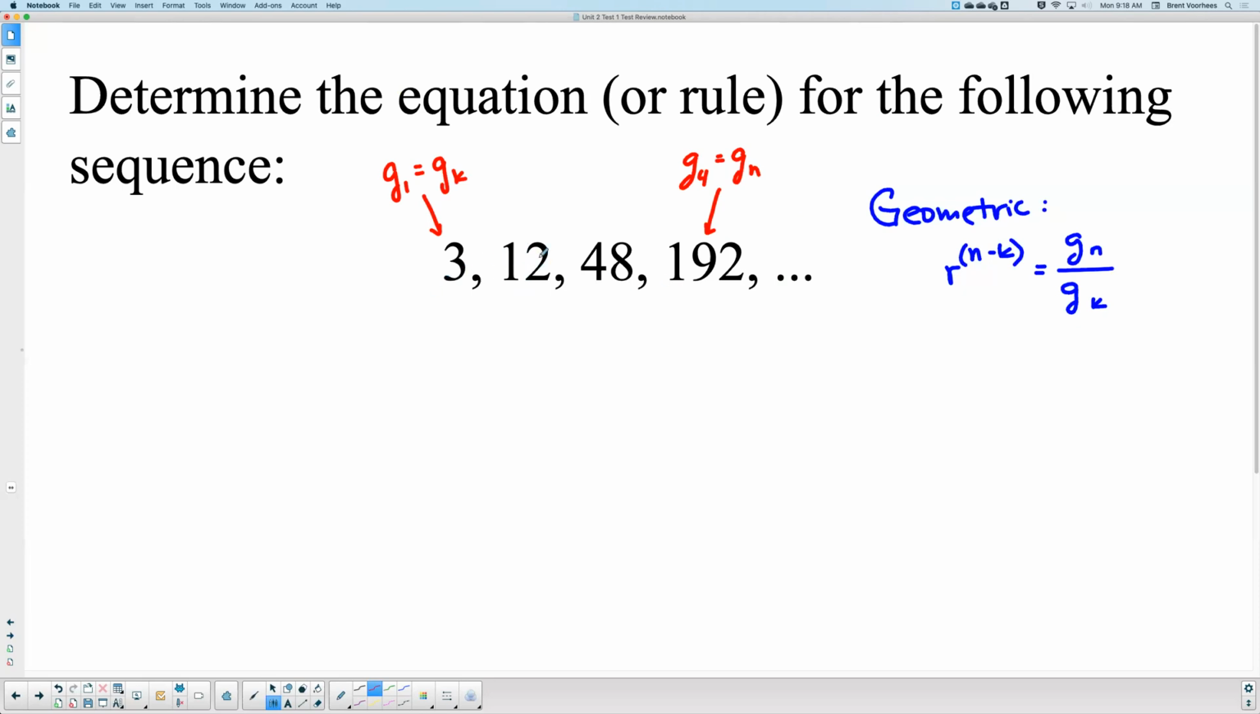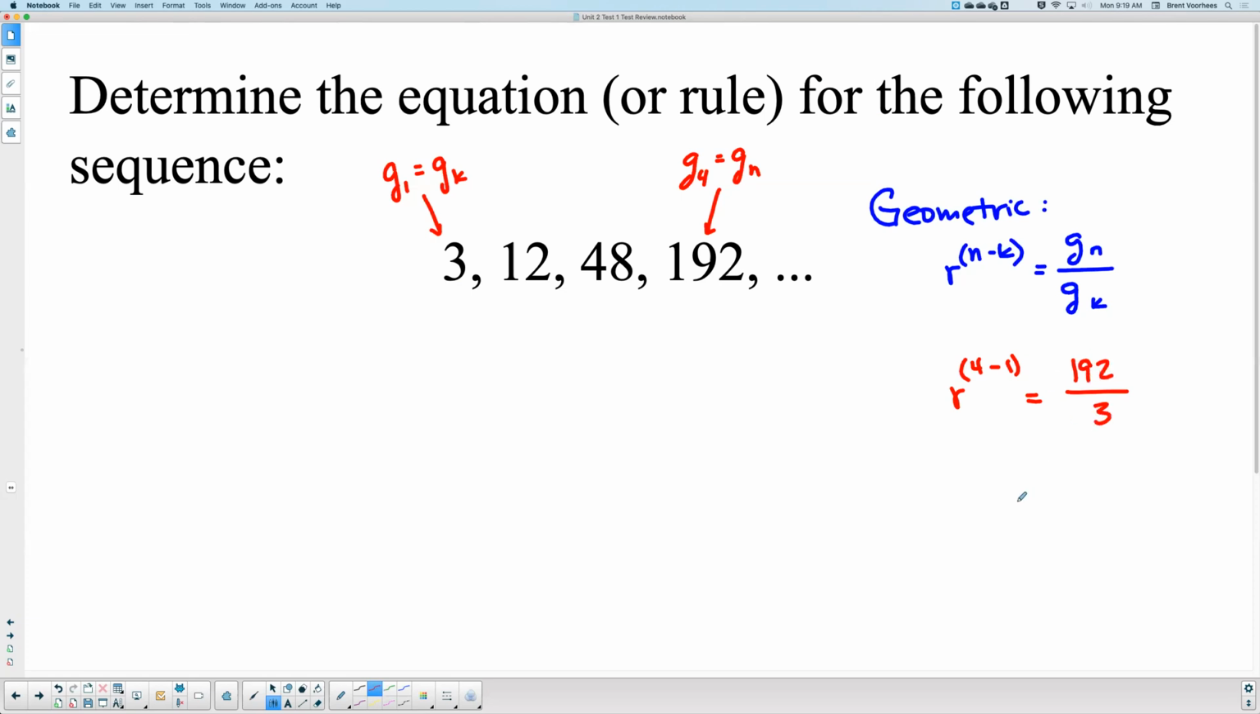It would technically be easier to take this and divide it by this one. What is 12 divided by 3? 4. That's probably what you did in your head, but I'm going to show you how it works. So we could say R equals, well, what's the value of N? 4 is N. 4 minus 1. K is going to be replaced by 1, equals 192 divided by 3.